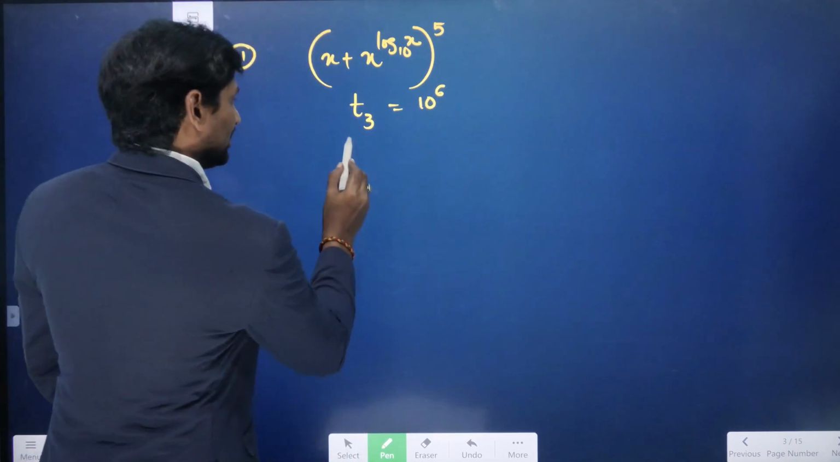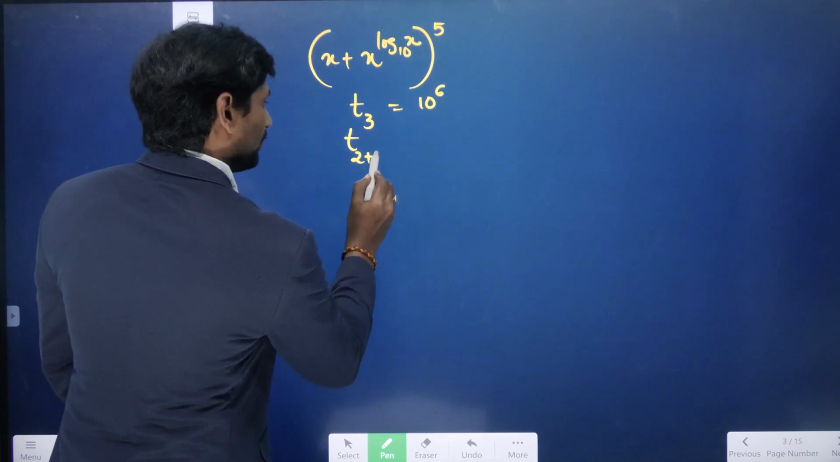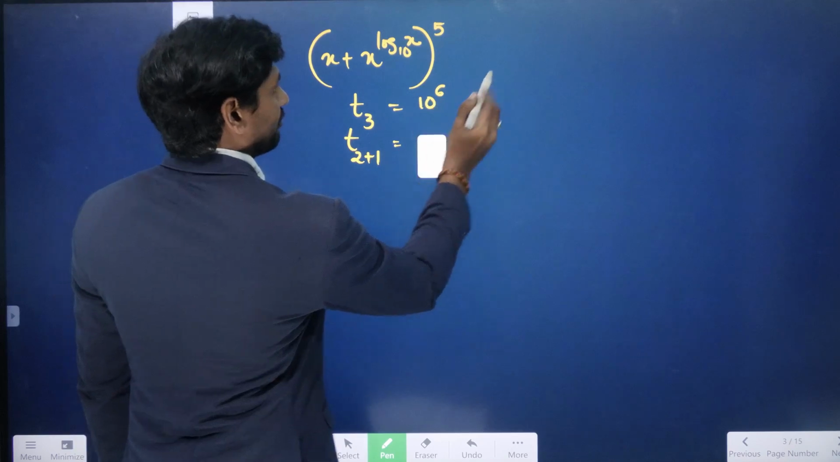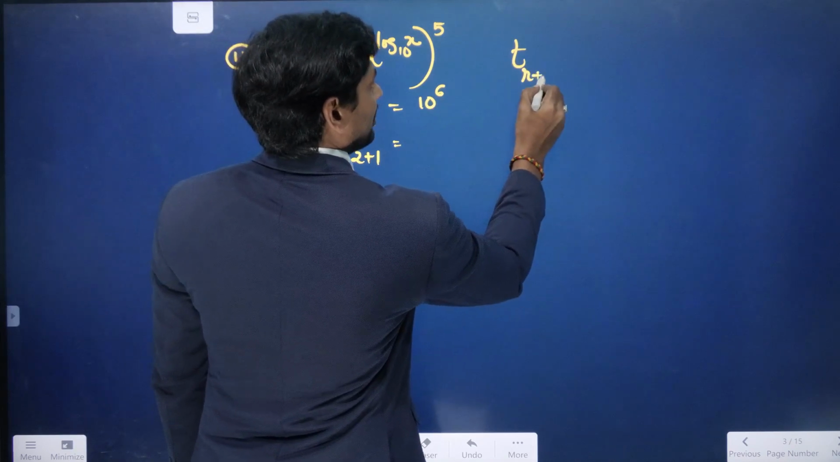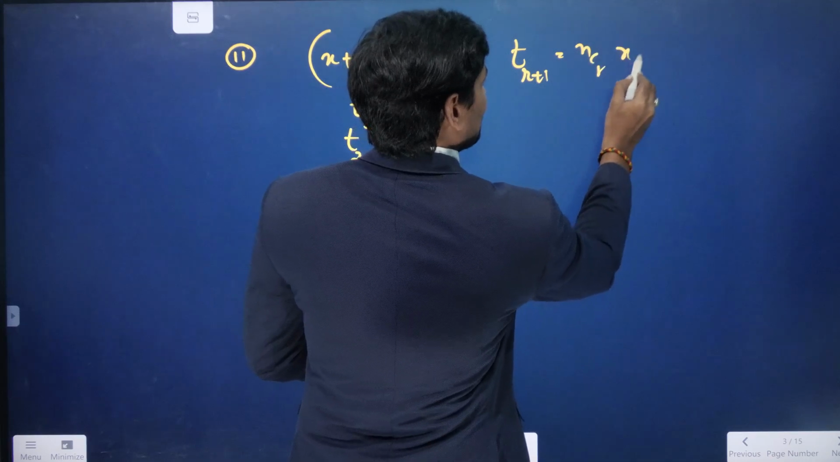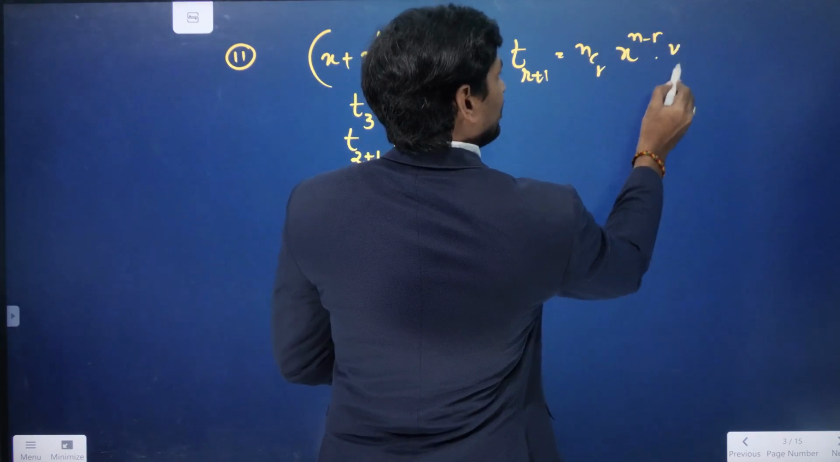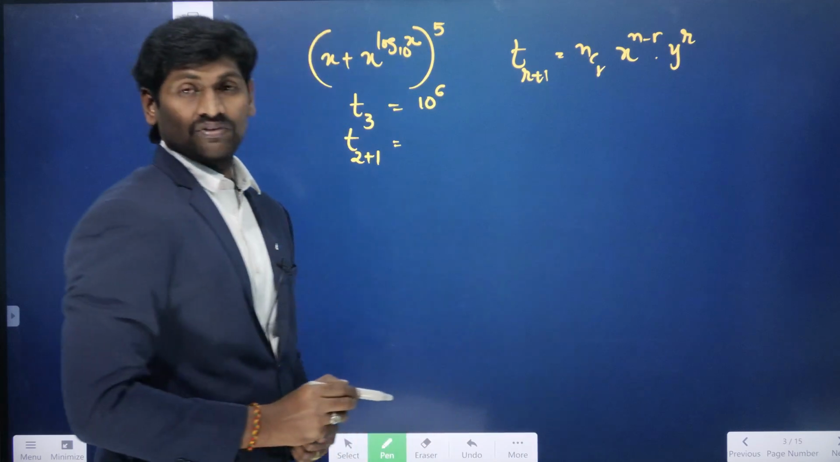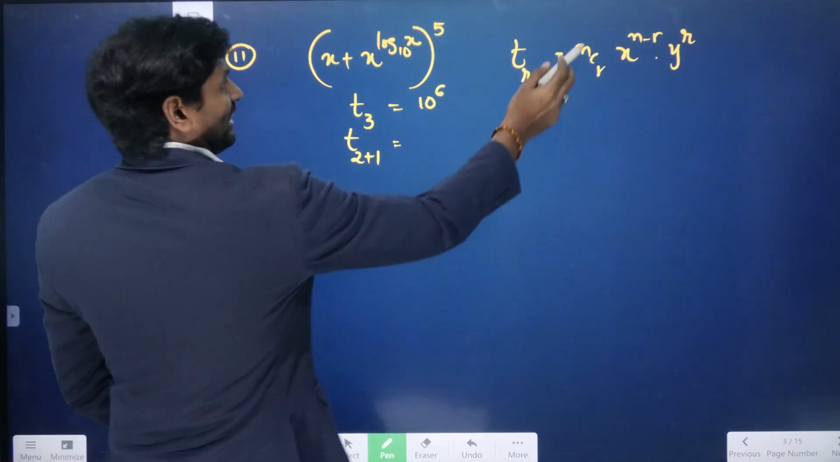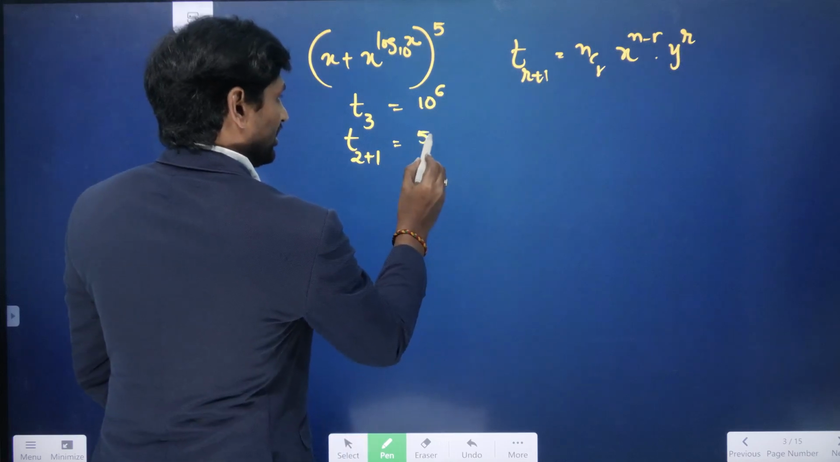T3 is nothing but T(2 plus 1). So nothing but nCr. What is the n value here? I am writing the general form here. T(r plus 1) equals nCr x power n minus r into y power r. So in the place of r we should take 2. That means nC2, that means 5C2.